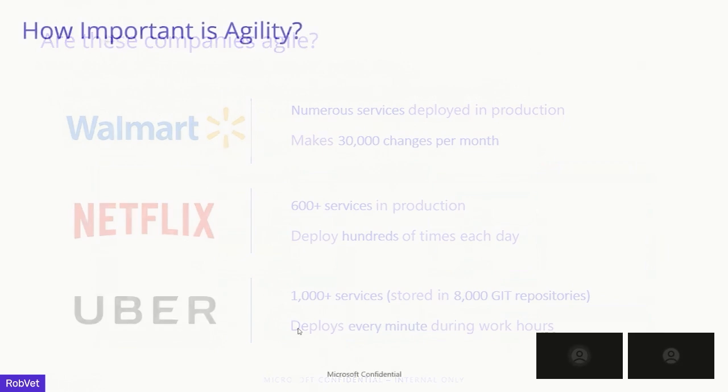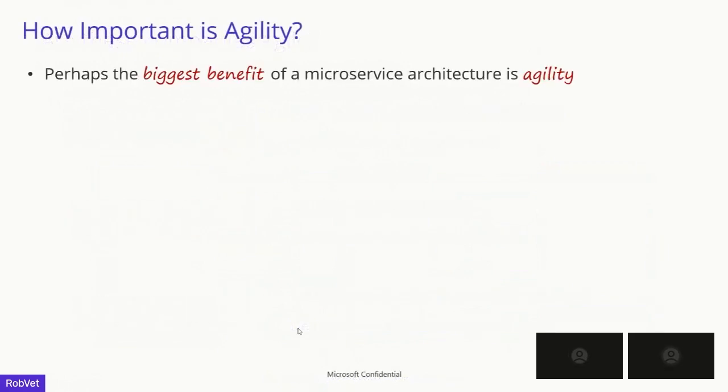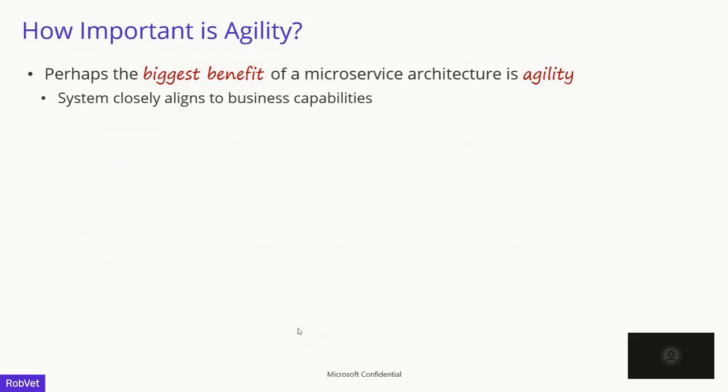So how important is agility? Again, probably the biggest benefit, I'm going to go out on a limb here and say, of a microservice architecture is agility. The systems can closely align to the business capabilities.